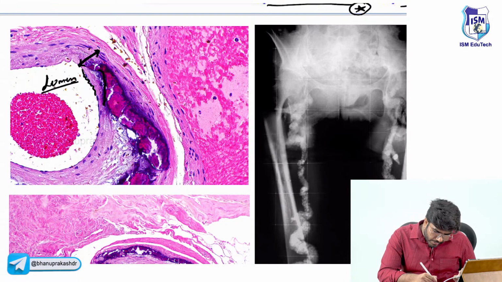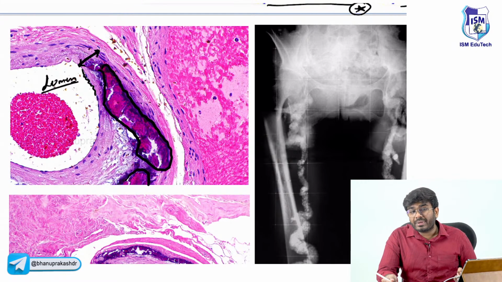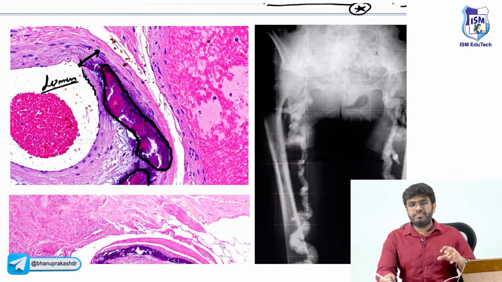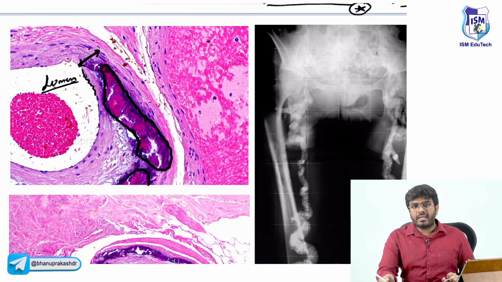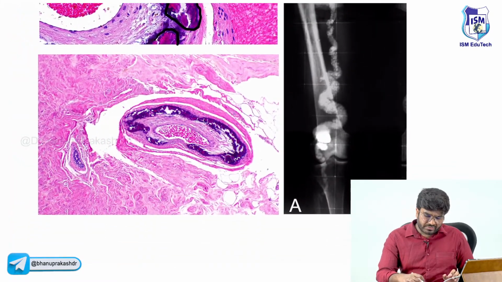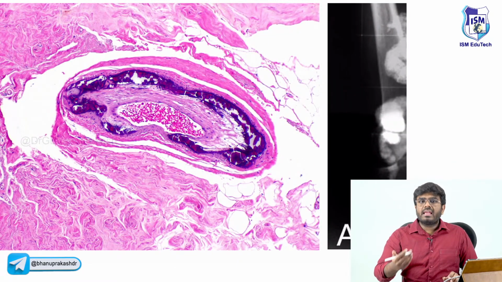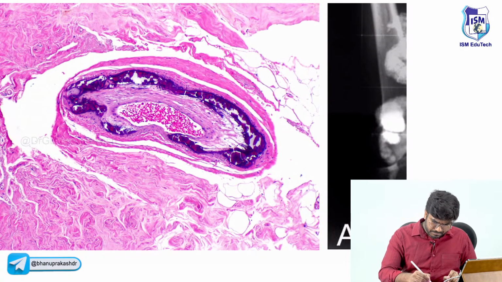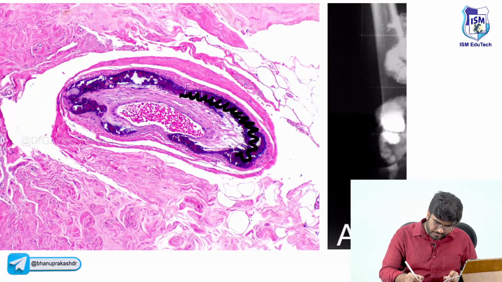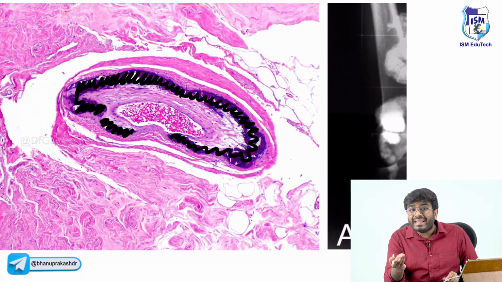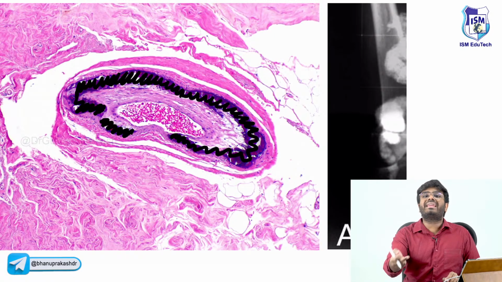Now, in that tunica media, are you able to appreciate this pink color deposition? What is that? It's nothing but the calcium deposition, sir. The calcium is coming and getting deposited in the tunica media of the blood vessels. So calcification is happening. Why? It is going to be seen in older individuals with aging. Here also you can clearly see all this is the calcium deposition within the media. So that's why the name Monckeberg's medial calcific sclerosis. The sclerosis is because of the calcification.